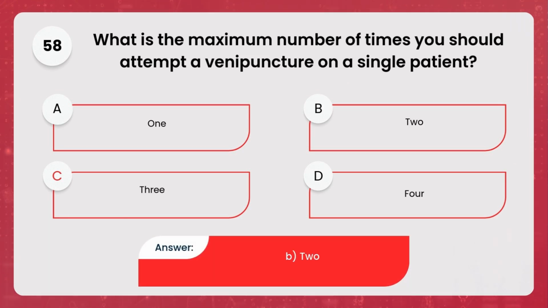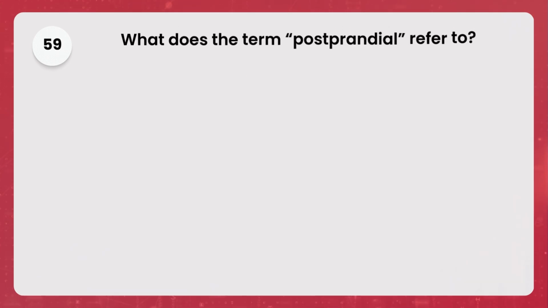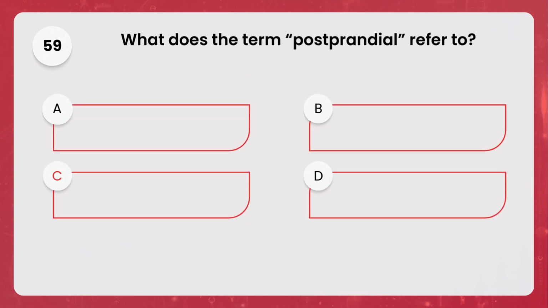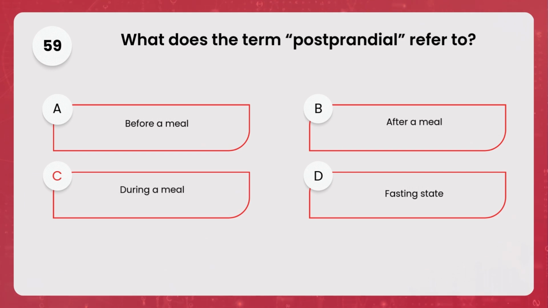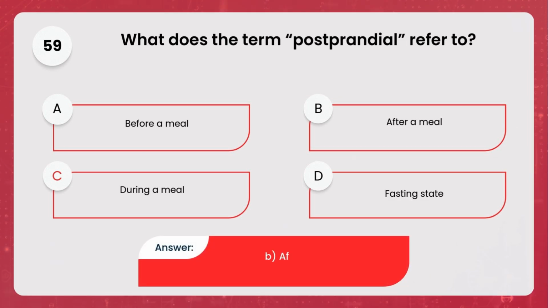2. Number 59. What does the term postprandial refer to? A. Before a meal. B. After a meal. C. During a meal. Or D. Fasting state. The answer is B. After a meal. Number 60.